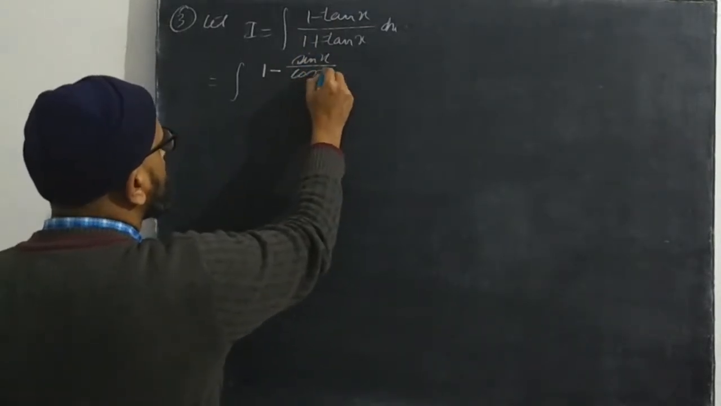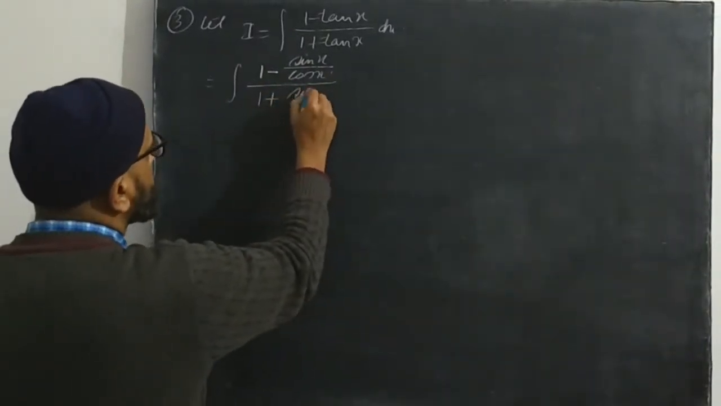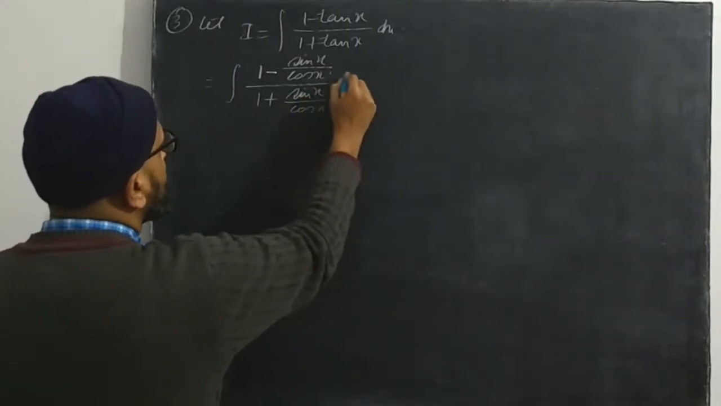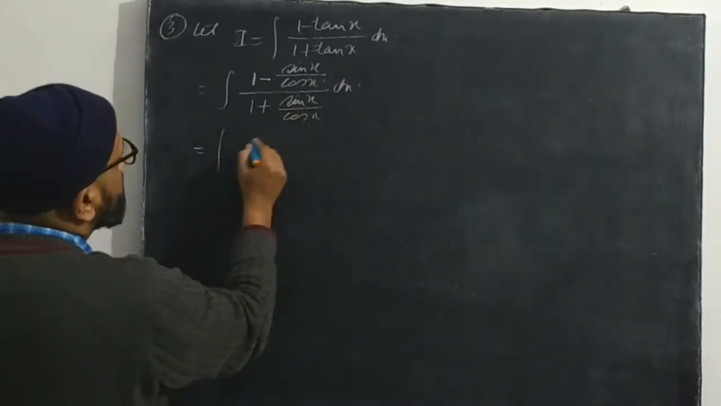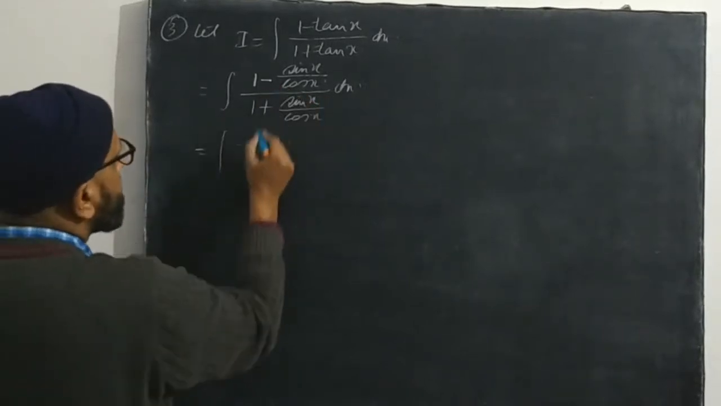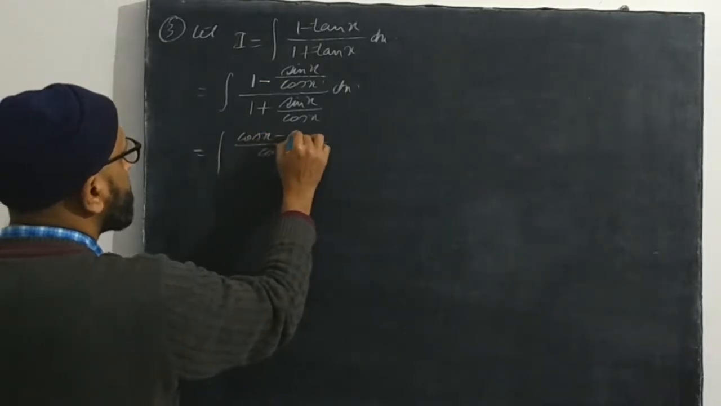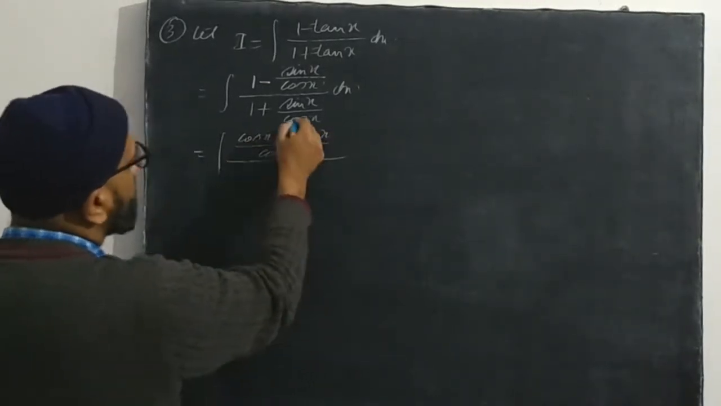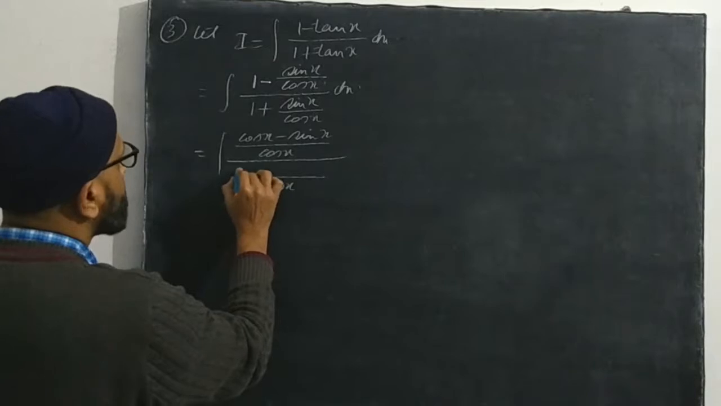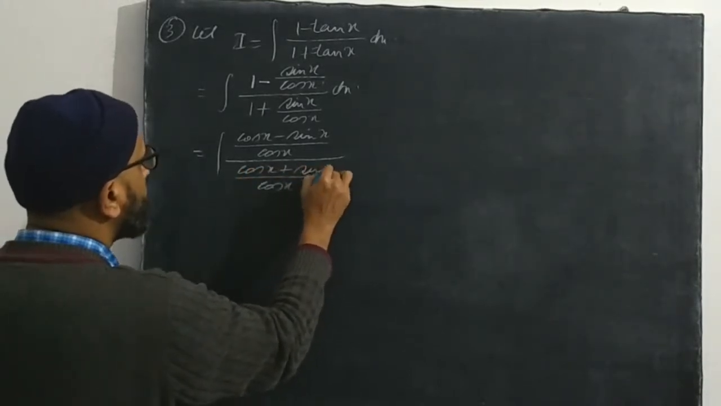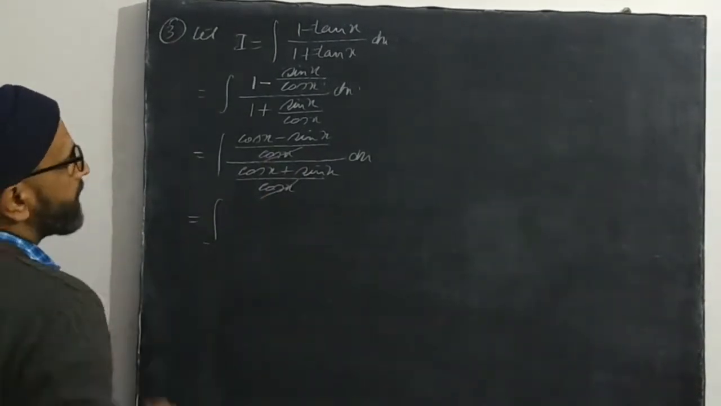Sine upon cos, as tan theta is equal to sine theta upon cos theta. 1 plus in the denominator as well, sine x upon cos x dx. And as you see, taking LCM here in the numerator cos x, we get cos x minus sin x. In the same way, in the denominator, taking LCM cos x, we get in the numerator cos x plus sin x dx. Now here denominators are cancelled in numerator and denominator.